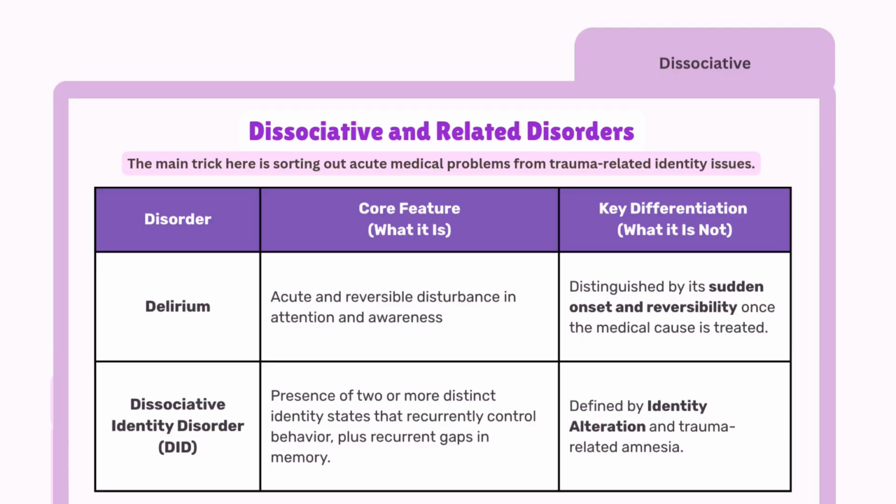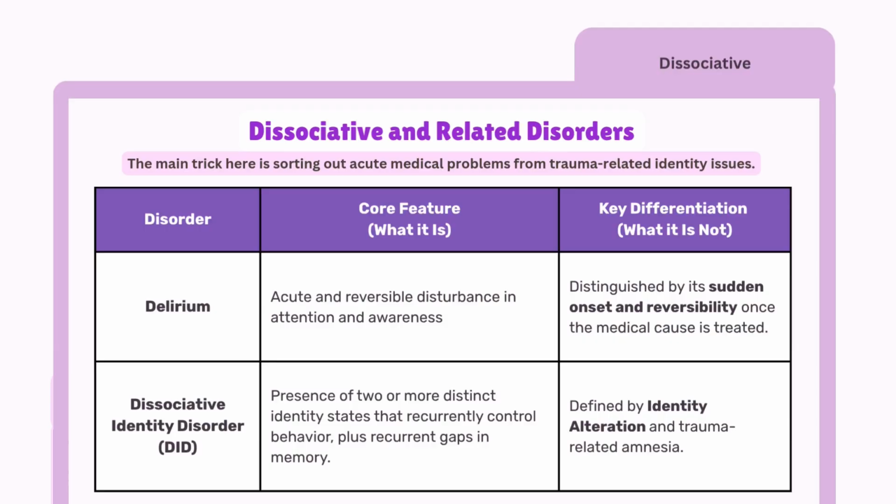The next is dissociative identity disorder. This was previously known as multiple personality disorder in the DSM-4. The core feature of this disorder is the presence of two or more distinct identity states that recurrently take control of behavior, plus recurrent gaps in memory. An example of this would be a person who is unable to recall what happened yesterday, and their friends report that they were acting and speaking in a noticeably different voice and style.